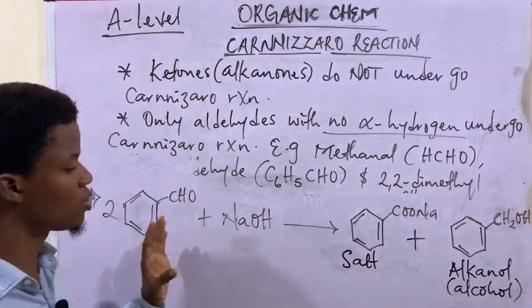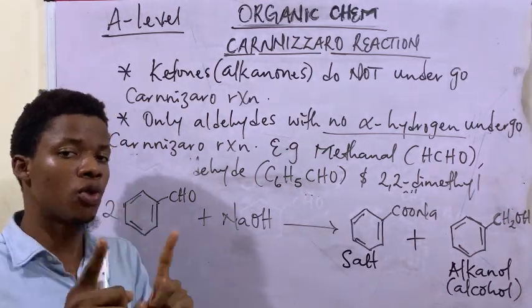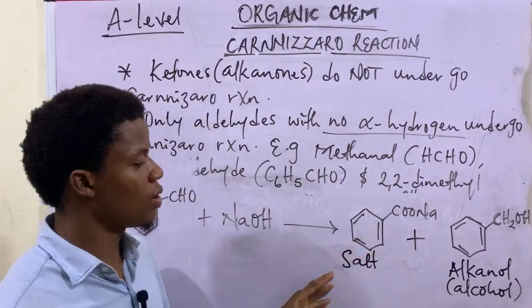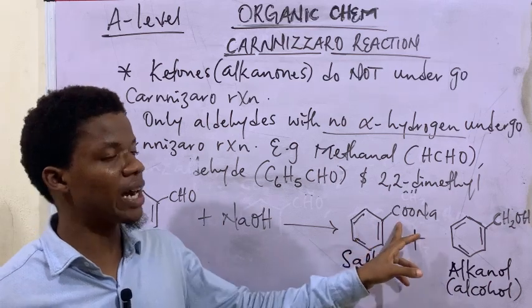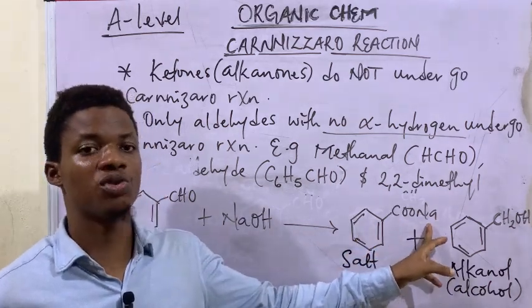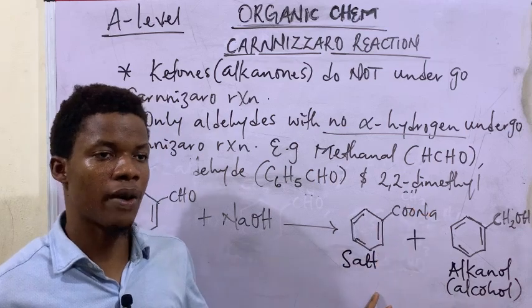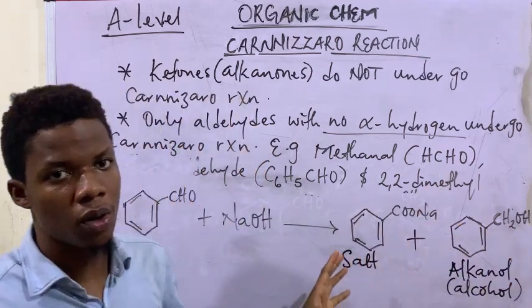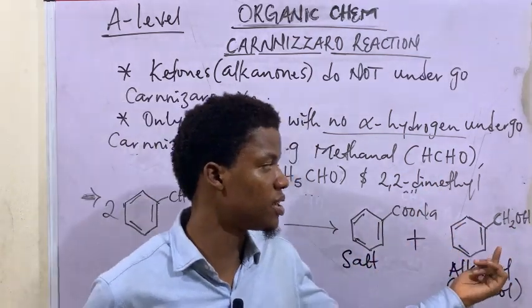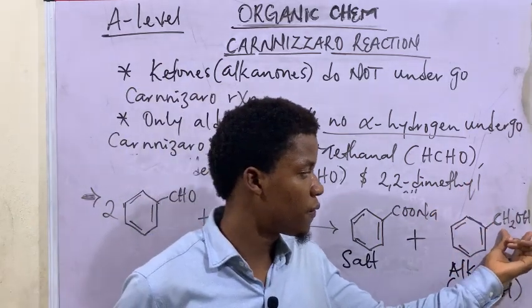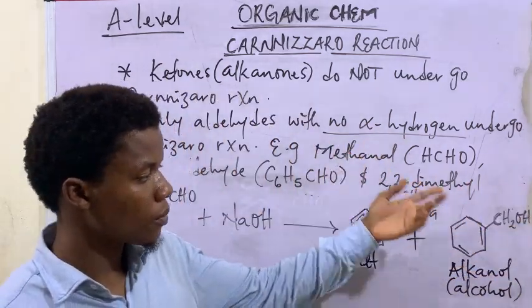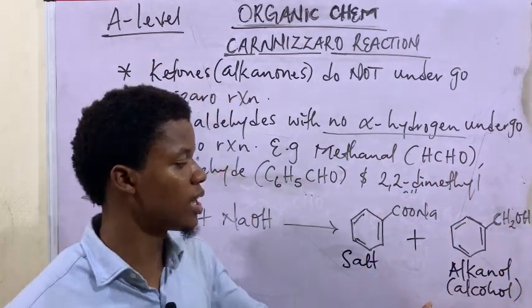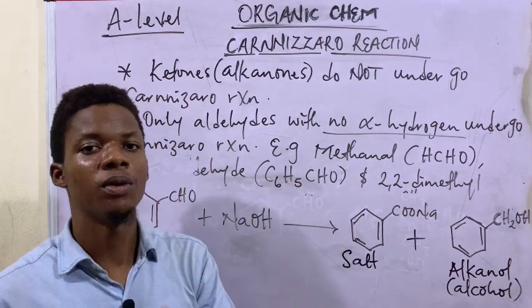Please take note that it is 2 moles because there are only 2 products that must be formed: a carboxylic acid salt, and an alcohol. It's more like benzoic acid, but you now have sodium there, so that is sodium benzoate. Then we are going to get an alcohol, which we can say is phenylmethanol. Just know that it is an alcohol that will be formed.